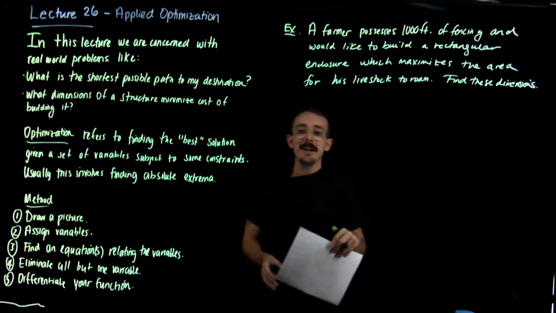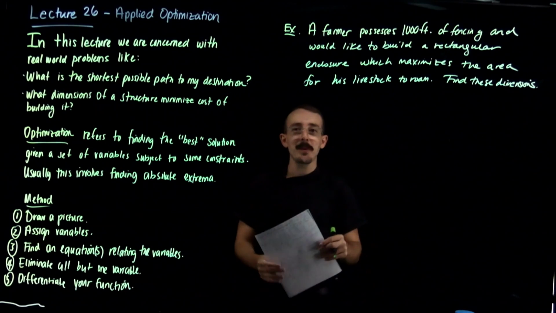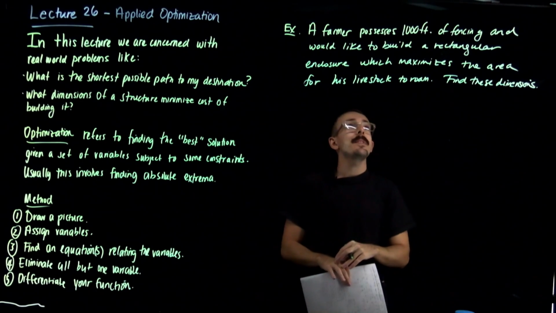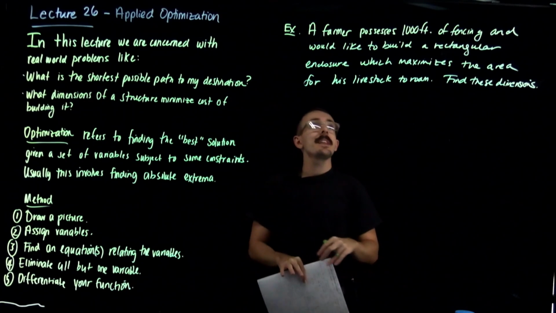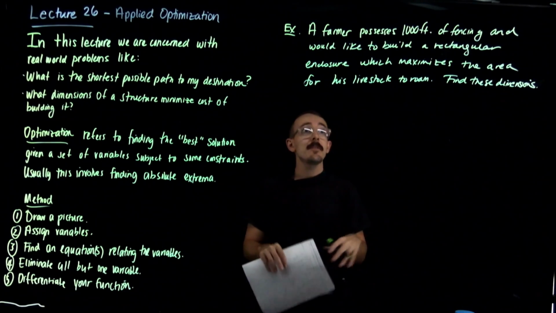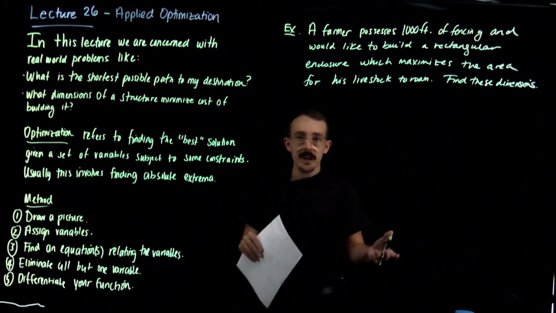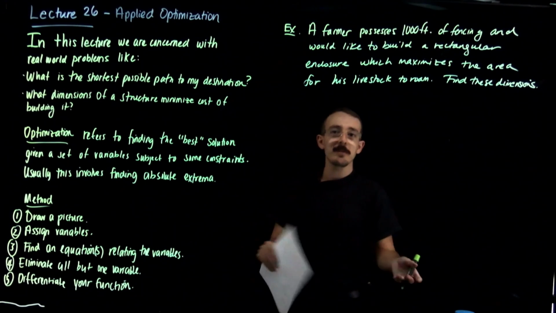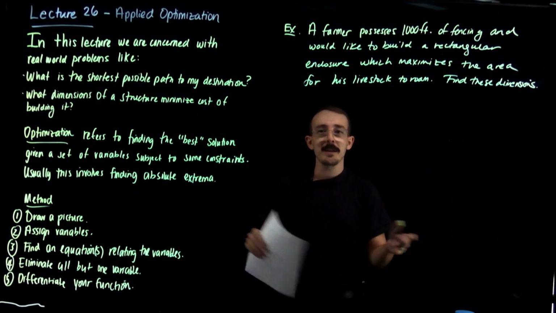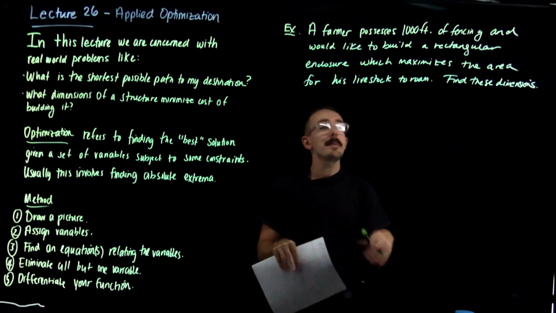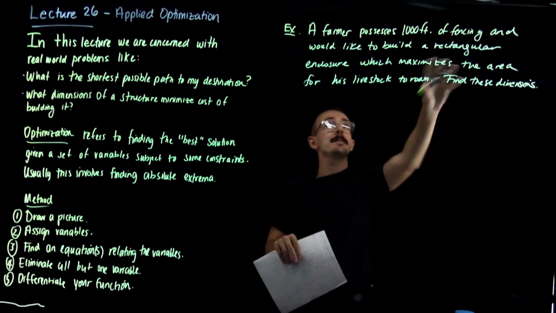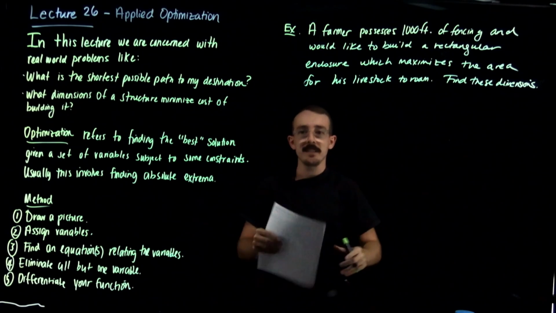Okay, so Movie Magic, I have presented the problem on the board for us. It says, a farmer possesses 1,000 feet of fencing and would like to build a rectangular enclosure which maximizes the area for his livestock to roam. It's important to have lots of room for your chickens and cows to run around, of course. I would not be a good farmer. I would just want my animals to be happy, and that's it. Maybe that does make me a good farmer. So find the dimensions that maximize the area, and you only have this much fencing.